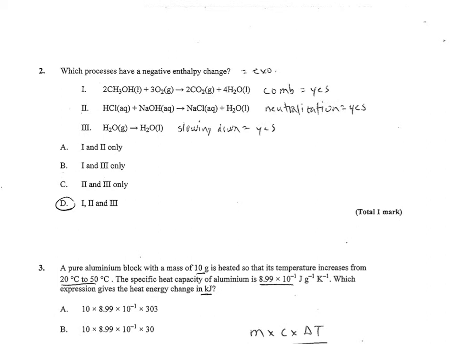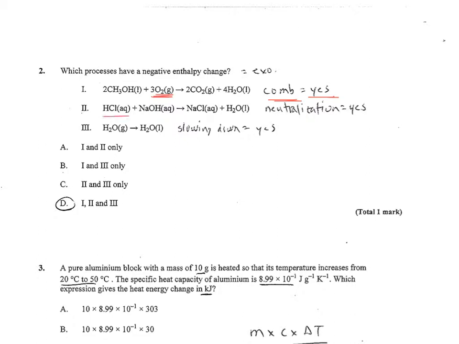Number 2 wants to know which processes have a negative enthalpy. Negative enthalpy means it's exothermic or it's releasing energy. So what you're supposed to do is look at these 3 equations and determine what's going on in each one. In 1, when you see that O2 is one of the reactants, that means that this is a combustion reaction, and that is always exothermic.